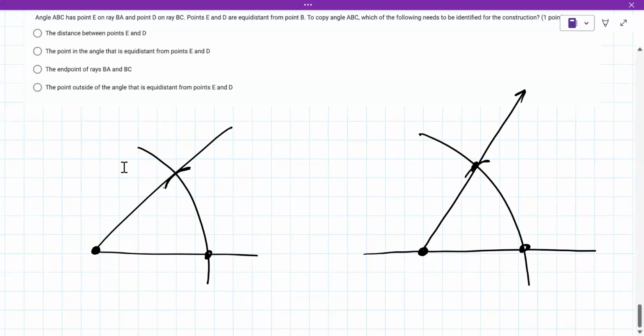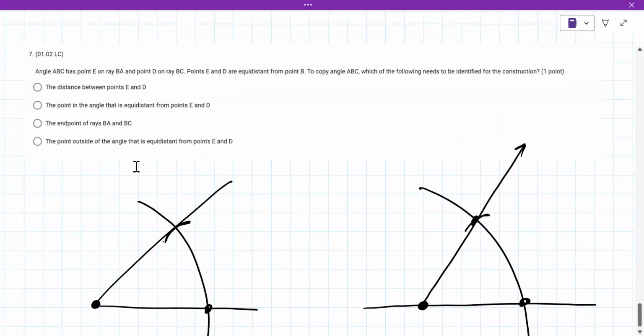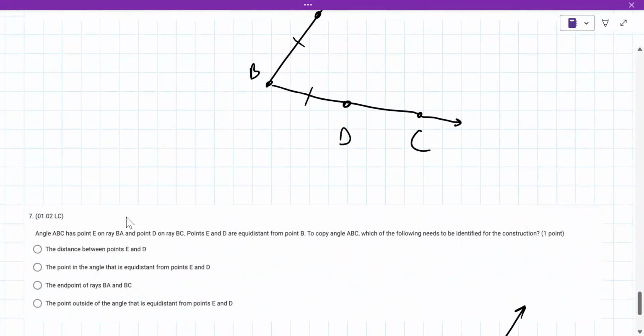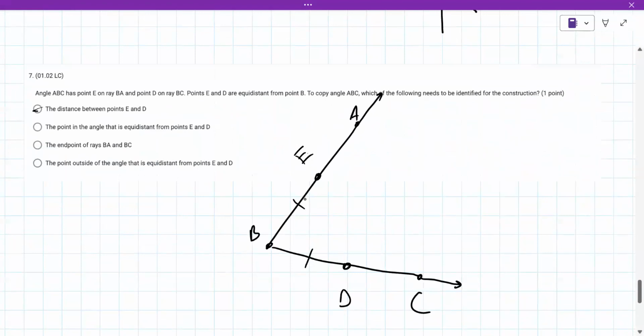So sometimes you got to do it by process of elimination. You don't need the distance between points E and D. You don't need that. The point in the angle that is equidistant from point E and D, you also don't need that. So would it be the endpoints of rays? It sure looks like it, because that's what we were using to copy, isn't it? The point outside of the angle that is equidistant to point E and D.